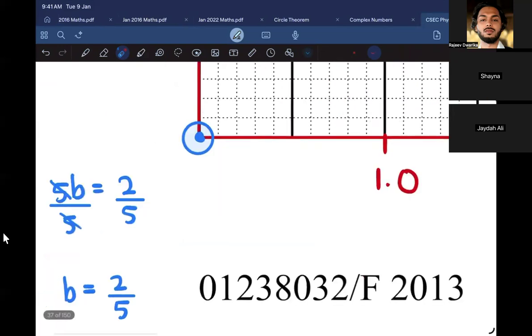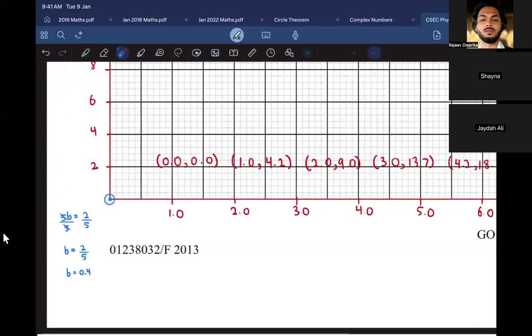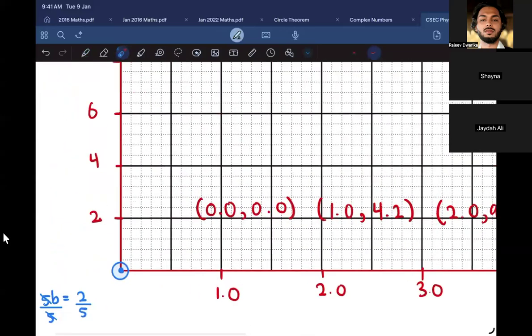So that begs the question: if this is 0.4, what do you think this would be? 0.2. Great. So we could answer the second point. The second point is 4.2. Wouldn't 4.2 be right here? Yes, because this is 4, this would be 4.4. So 4.2 would have to be in the middle.